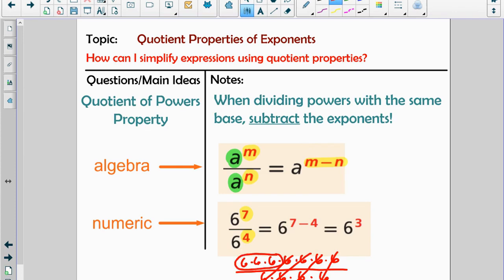That's going to leave me with 6 times 6 times 6, which is 6 to the 3rd power. So I started with 7 of the 6's in the numerator, and I canceled 4 of them. And that's the math behind this. I started with 7. I took 4 of them away by canceling them out, and I'm left with 3 6's multiplied together, 6 to the 3rd power. So that's one of our properties today called the quotient of powers property. And it's important that it only applies when you have the same base.